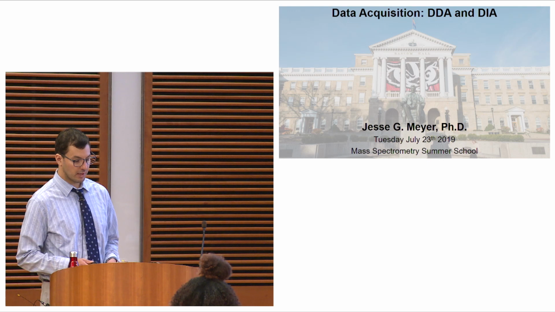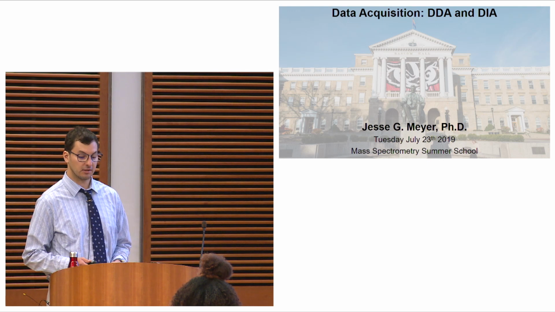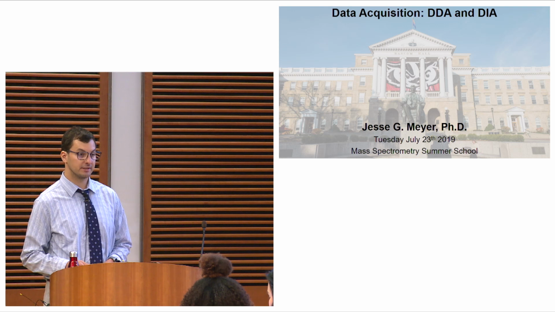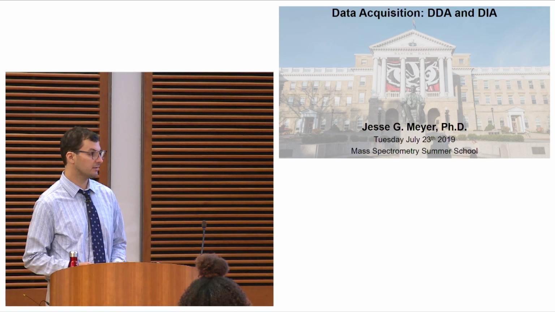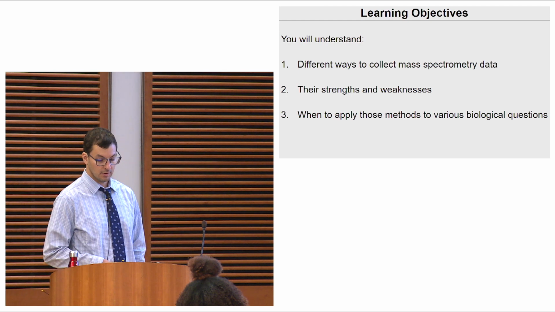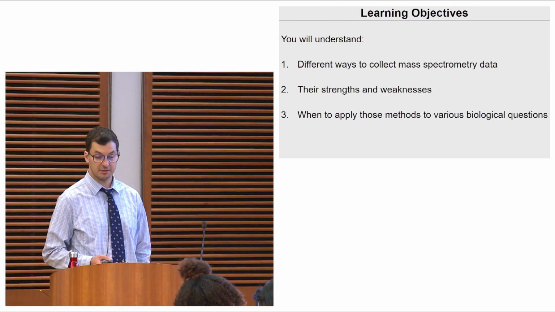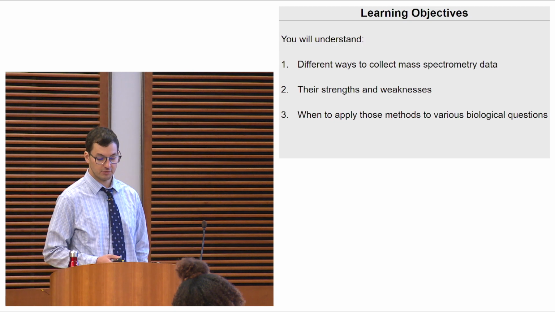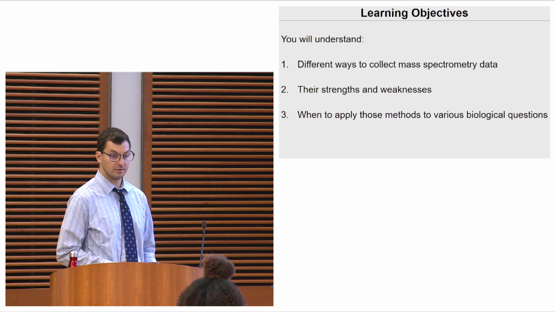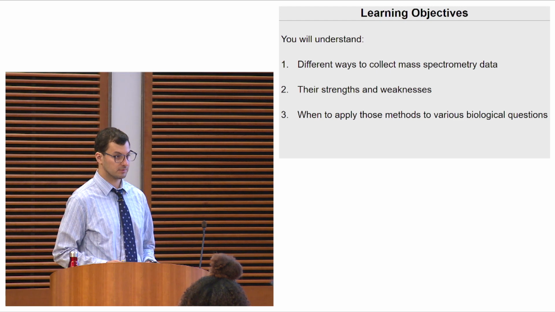So today I'm going to tell you about mass spectrometry data collection. I'll break it down into two main strategies, data-dependent acquisition, or DDA, and data-independent acquisition, or DIA. By the end of this presentation, we'll achieve these learning objectives. You'll understand the different ways to collect mass spectrometry data, you'll understand their strengths and weaknesses, and you'll understand when to apply those methods to different biological questions.